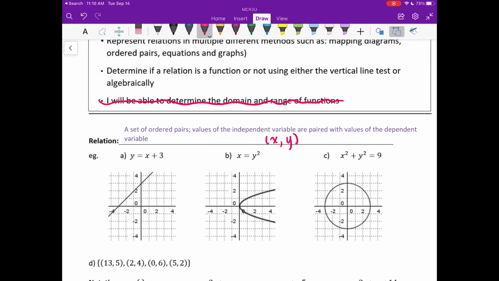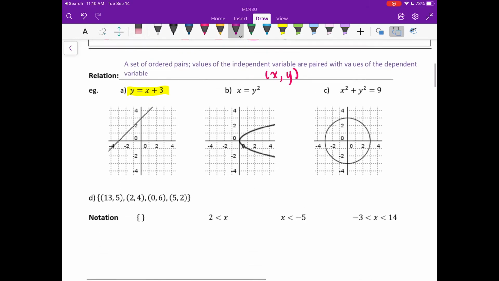So we have y equals x plus 3, that's a line. We have x equals y squared, that's a sideways parabola kind of thing. And then you have x squared plus y squared, which is a circle. So again, these are all three different types of relations. We'll talk about what that means later on. There are different types of relations. We have something called functions, which is what we're going to be talking about, and especially what is a function.